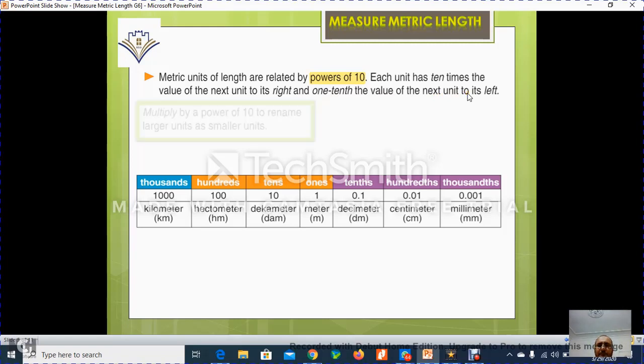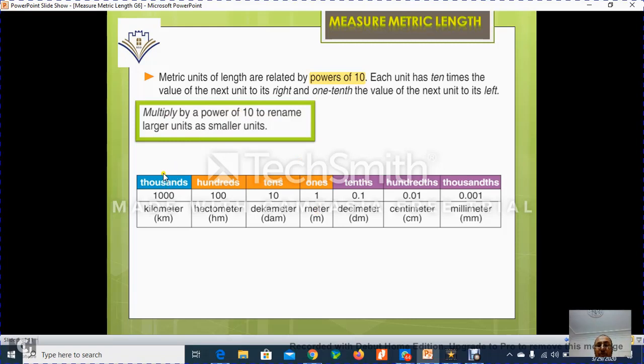I explain again. To rename a large unit as a smaller unit, we multiply by a power of 10. Then, is it kilometer? Yes. Is it larger than meter? Yes. Then you should multiply. Multiply by what? Move. How many spaces?